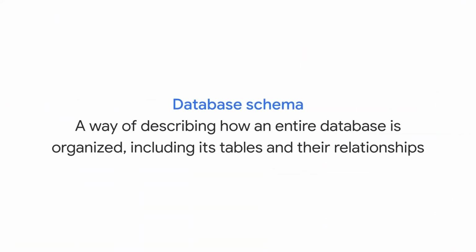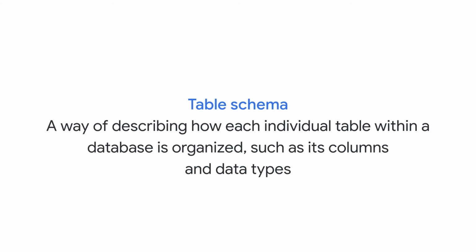When an analyst begins to compile the data, they decide that they want to import all of the data about every agent into a single table. To complete this import, they will need to create some sort of organization and structure for the data. They need a schema to create this table. A schema is a way of describing how something, like data, is organized. A database schema is a way of describing how an entire database is organized, including all of its tables and their relationships. A table schema is a way of describing how each individual table within a database is organized, such as its columns and data types. There are 3 primary ways that database schemas are created.